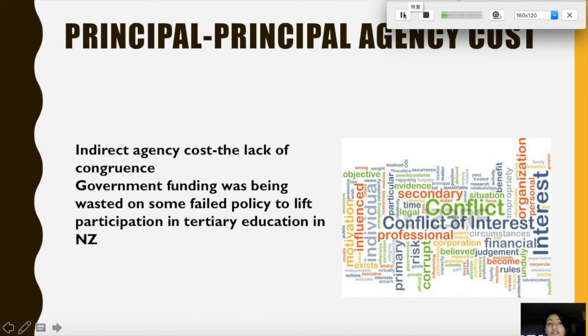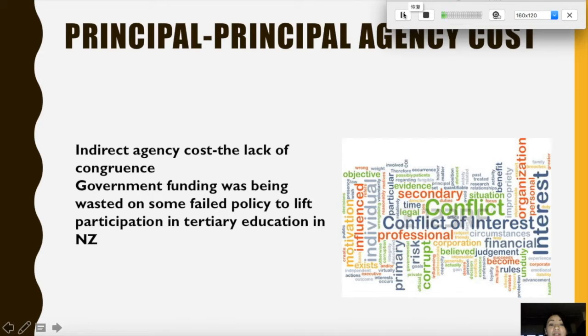The indirect agency costs, the lack of congruence. According to a news report on 24 May 2018, the National tertiary education spokesperson Paula Bennett made a statement that the financial support by government has not been increased for the next few years. Government funding was being wasted on some failed policy to lift participation in tertiary education in New Zealand. However, a new report by Education New Zealand says that the research done by both international and domestic students is quite helpful to boost New Zealand universities' international rankings by raising the average New Zealand academic literature quoted rate.